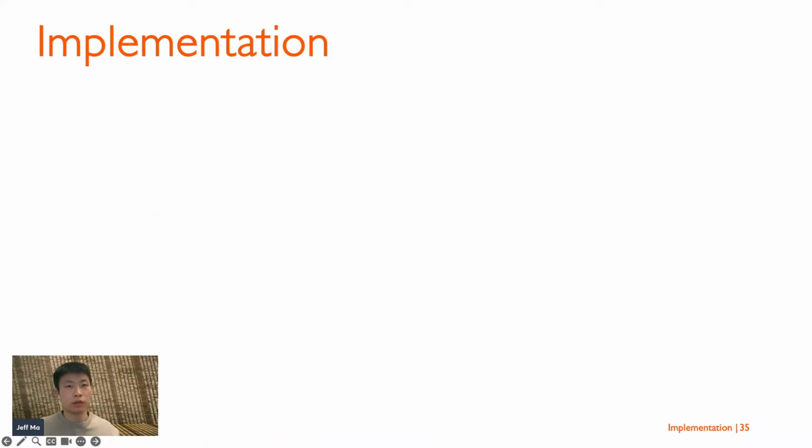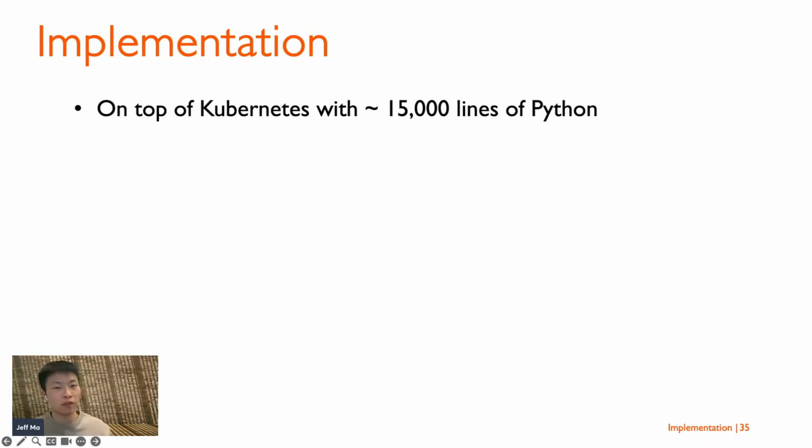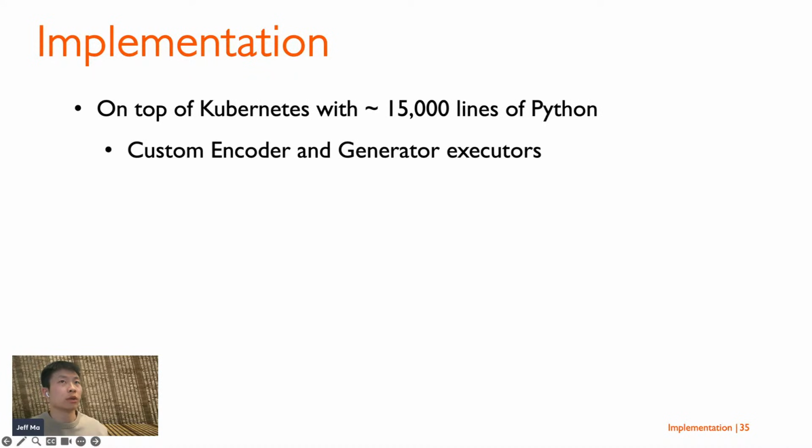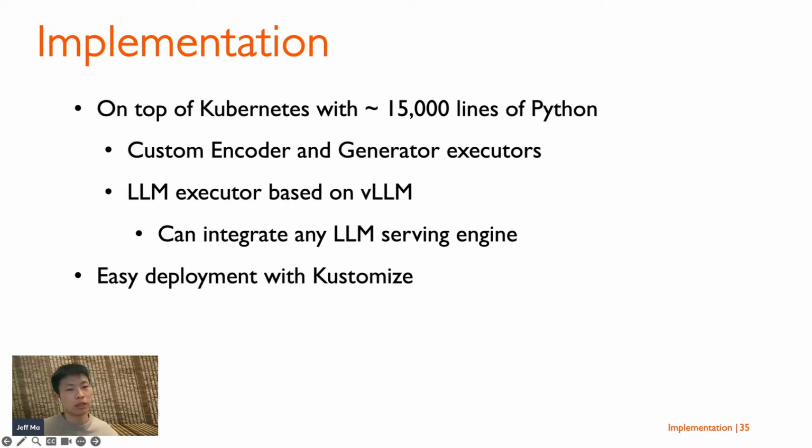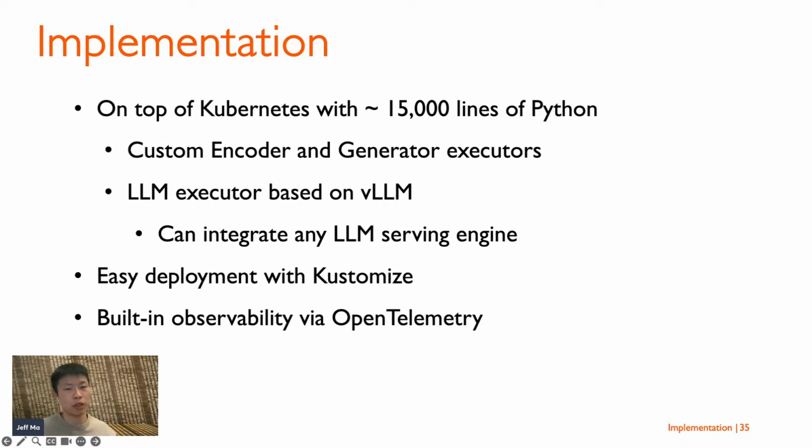So coming back to here, we implemented Cornserve on top of Kubernetes with approximately 15,000 lines of Python. We built our own custom encoder and generator executors, and we have our LM executor based on MLLM. Of course, we can integrate any LM serving engine such as SGLang or TensorRT-LLM because of our modular design. Cornserve can be easily deployed using Kustomize, and we also have built-in observability through OpenTelemetry. Our project is open source at cornserve.ai.